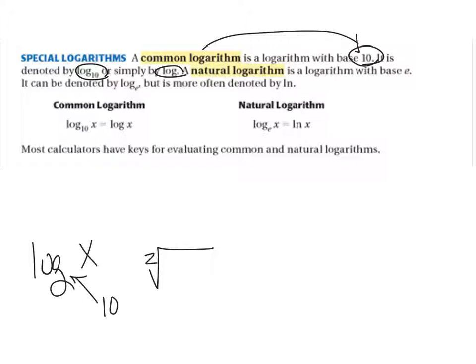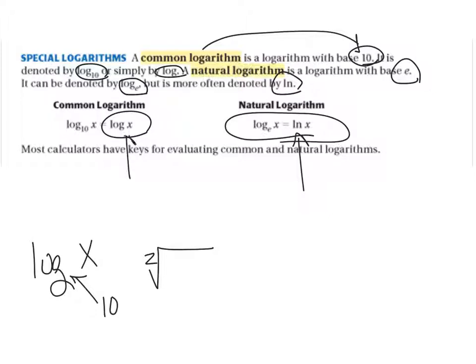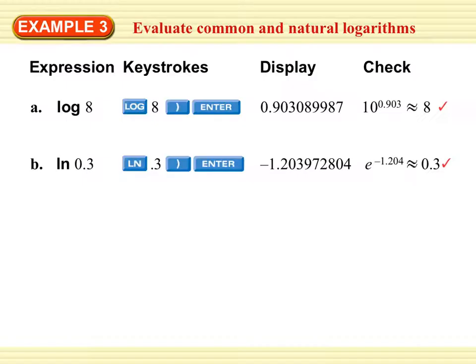A natural logarithm is a logarithm with base e. We just learned e in the last section. It can be denoted by log base e, but it's more often denoted by ln. So log base e is the same as ln, and that is a button on your calculator. Log base 10 is just log, and that is also a button on your calculator.